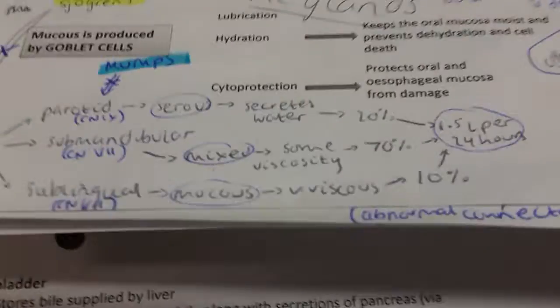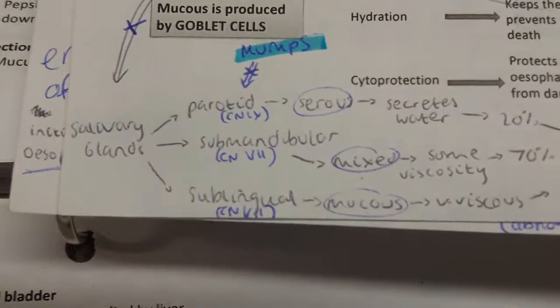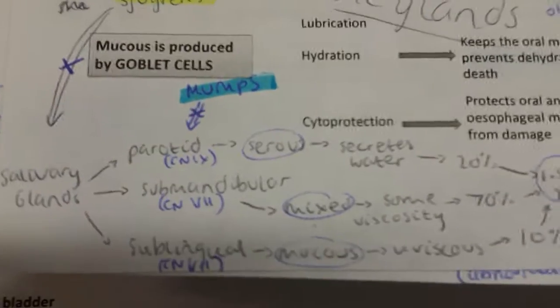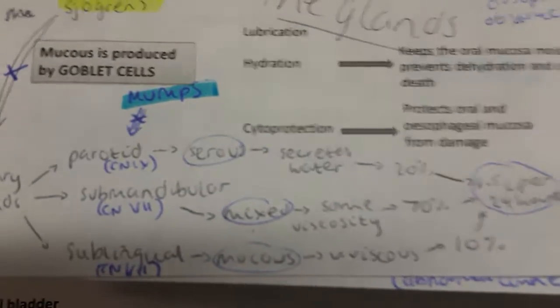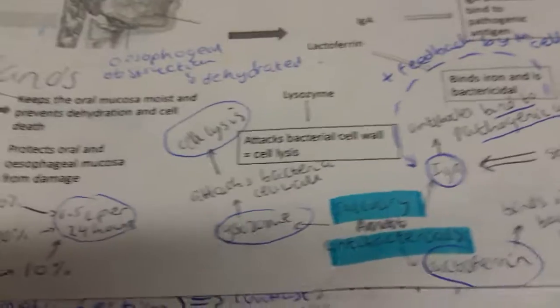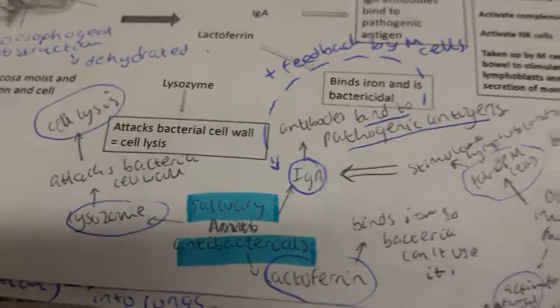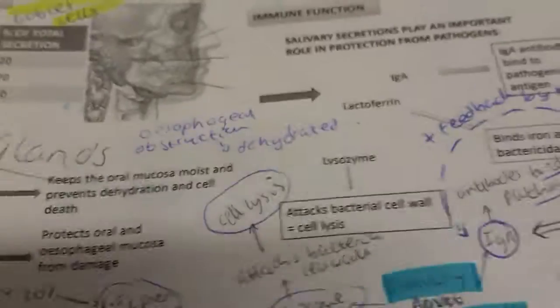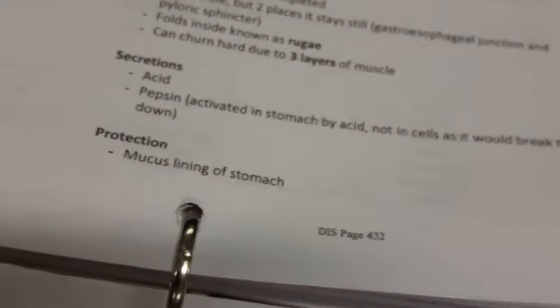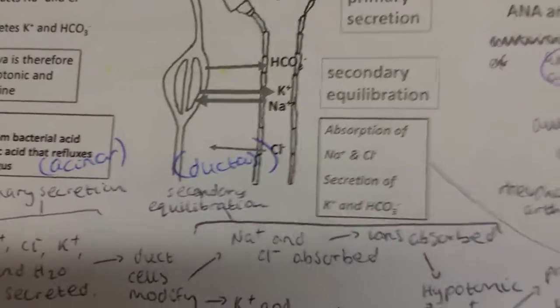And then the glands themselves, the three glands, innervated by different nerves and producing various secretions, making 1.5 litres total. And the three antibacterials, immunoglobulin A, lactoferrin, and lysozyme. Looked at the primary secretion and the secondary equilibration by the duct cells, the acinar cells producing enzymes and the duct cells modifying them to get hypertonic and alkaline saliva.